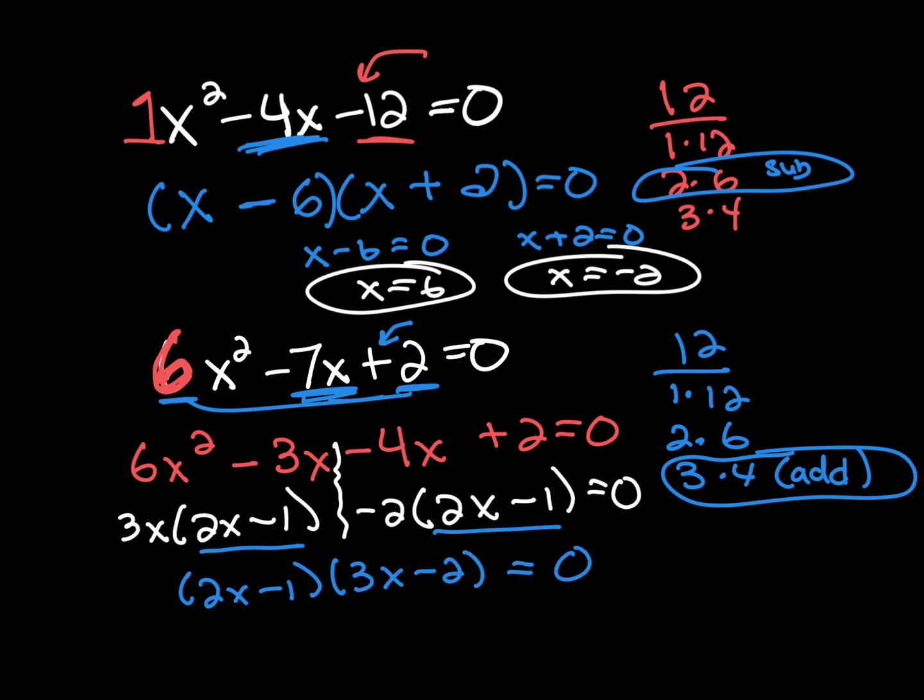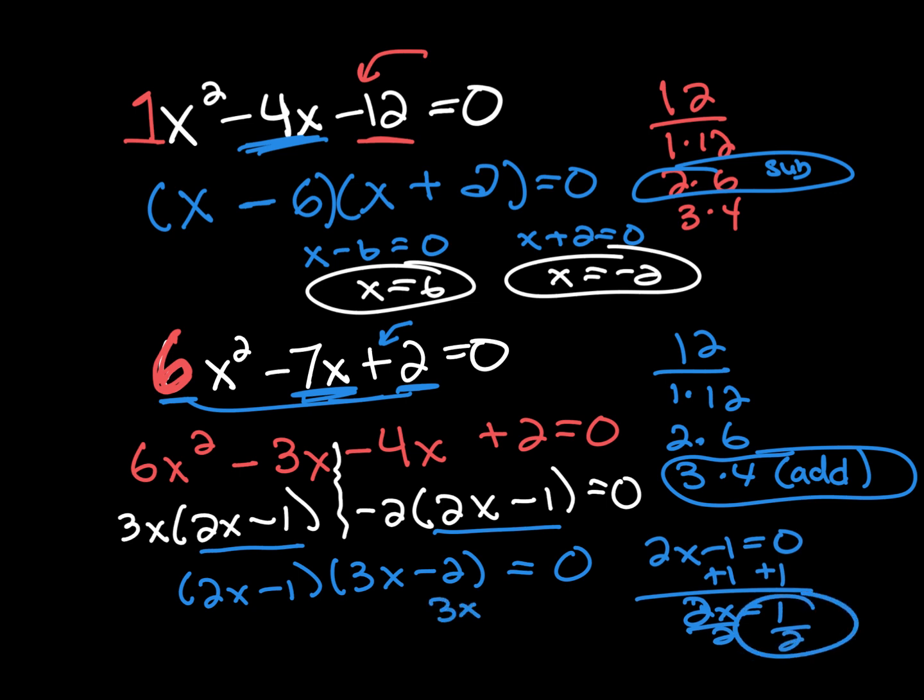And then again, we got to just go ahead and set them both equal to 0. So I have 2x minus 1 equals 0, which ends up giving me x is 1/2. That's one answer. And then the other one is 3x minus 2 equals 0, which ends up giving me a positive 2/3. So it is okay for your answer to be a fraction. It is what it is. As long as your math is good, it doesn't matter.